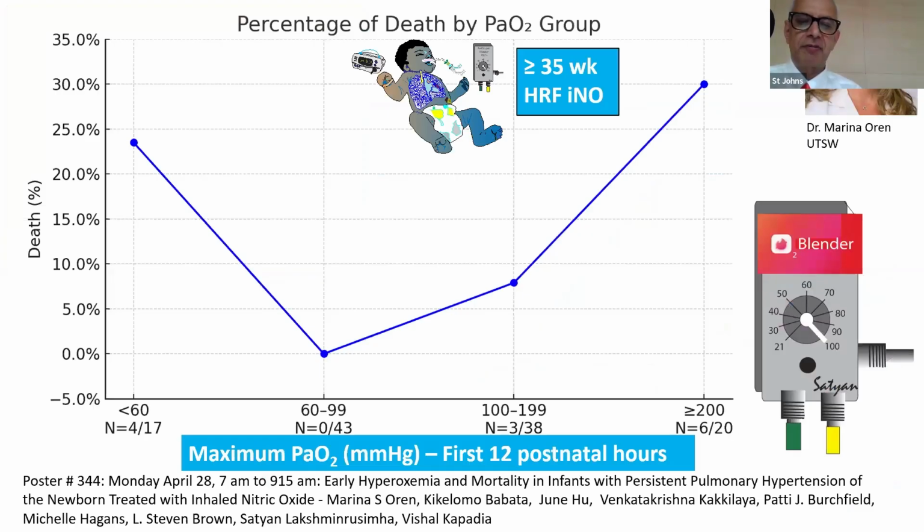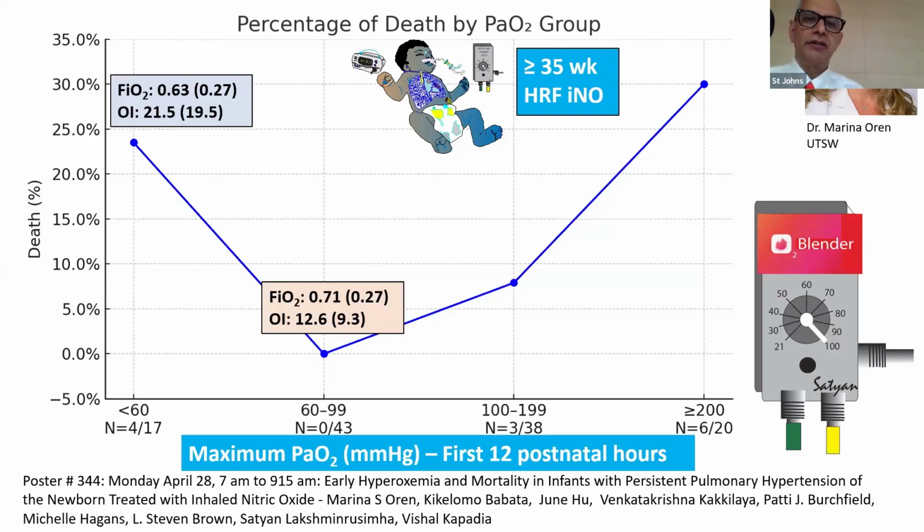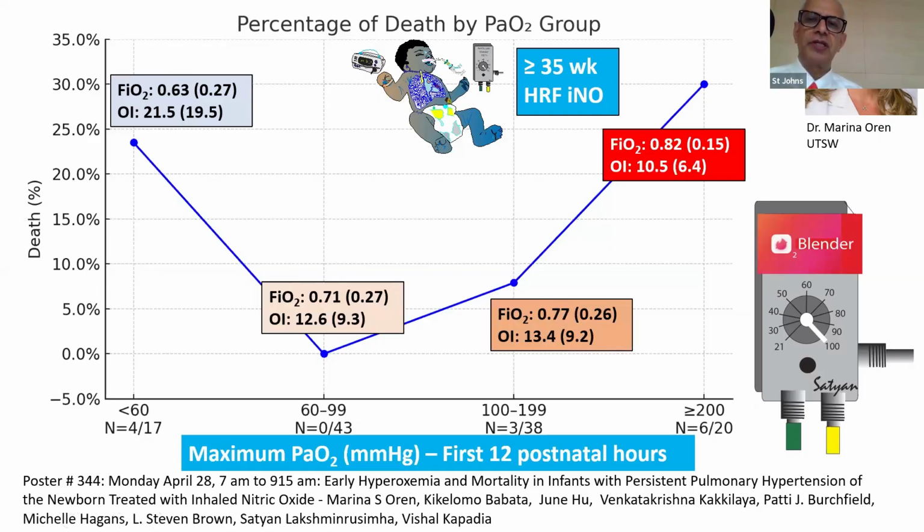So more recently, some of my colleagues in Dallas looked at all the babies that died with PPHN. This is a huge delivery center that has close to 10,000 deliveries in Dallas. And what they found was that if you maintain the PaO2 between 60 and 99, maximum PaO2, the mortality was very low. On the other hand, if you had low PaO2 and you were hypoxic, then the mortality was high. On the other hand, if you're hyperoxic with very high PaO2, then also the mortality was high.